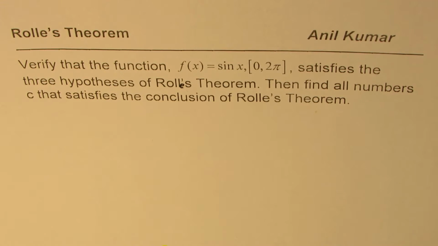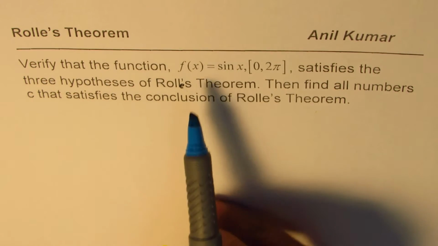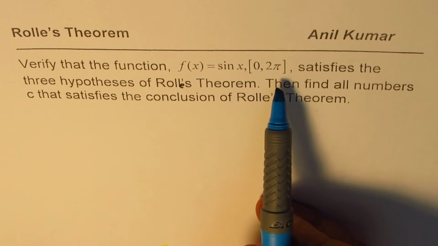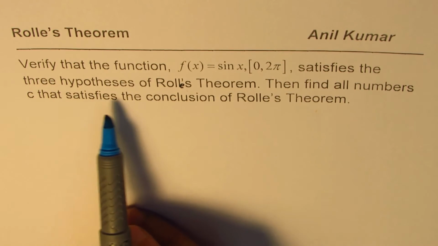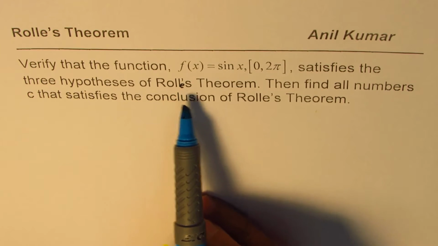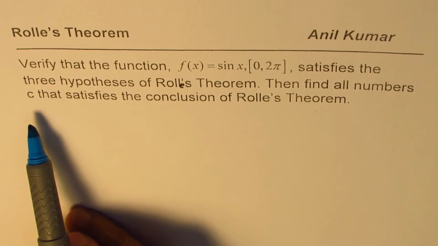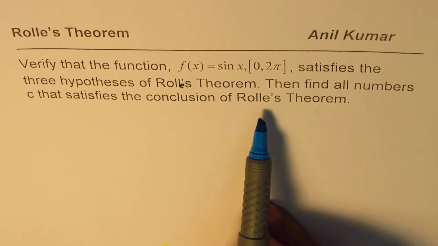I'm Anil Kumar, and in this video we will try to understand how to apply Rolle's theorem. The question here is, verify that the function f of x equals sine x in the closed interval 0 to 2 pi satisfies the three hypotheses of Rolle's theorem. Then find all numbers C that satisfy the conclusion of Rolle's theorem.